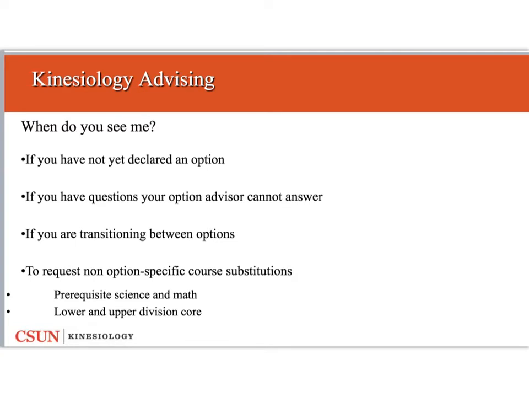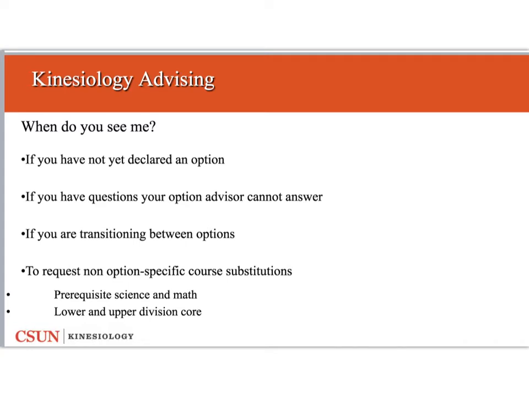Also, if you are transitioning between options and you don't know which advisor to go to, you can talk to us about that. And if you need some course substitutions that are not related to your option, you would come to us for that. I'll say a little bit more about that, but for instance, if you took a stats class and your DPR is not giving you kinesiology credit for your stats class, and you want to see if we can substitute the class that you took to match your kinesiology requirement, you would come to us and we could find out if that class was equivalent, and if it is equivalent, we can process the paperwork for substitutions.